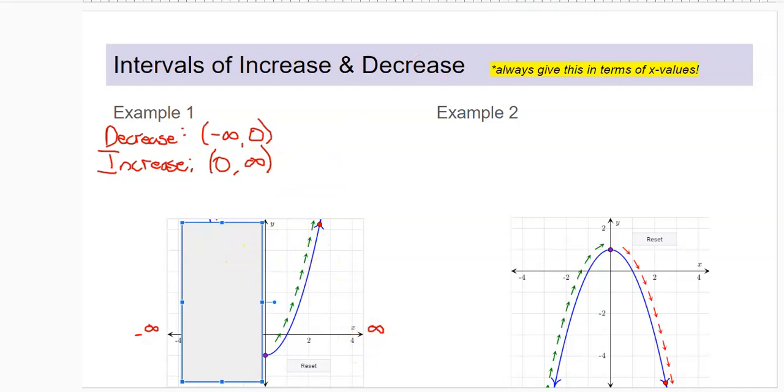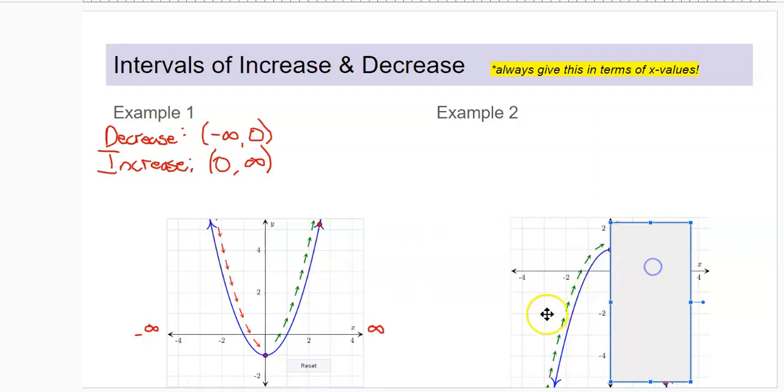Okay, and if you look at a downward facing parabola, the interval of decrease, or let's start with increase here, because we're increasing first. It doesn't matter which one you start with. The interval of increase this time is from negative infinity to 0. Remember, x values, I keep saying it because it's that important and it's that common that you start to look at the y value by accident, so be careful.